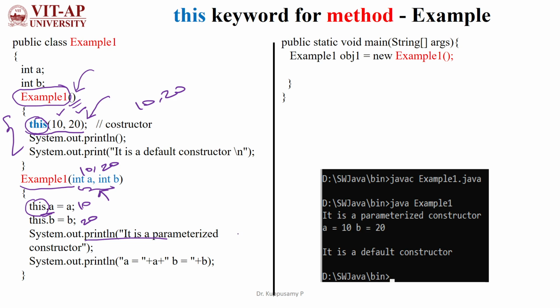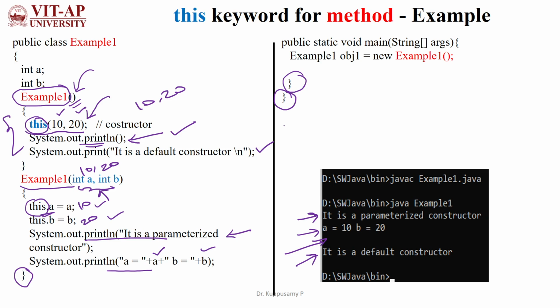So here you see first this statement, it is a parameterized constructor, is printed, then the values of a and b are printed here. So a is 10 and b is 20, both are printed. Then this constructor method is over. Then the control comes to the second line of the first default constructor, which is printing the empty line. So the empty line is printed here, then the default constructor statement is printed. Then here the main method is over, then the code for the class is also completed.